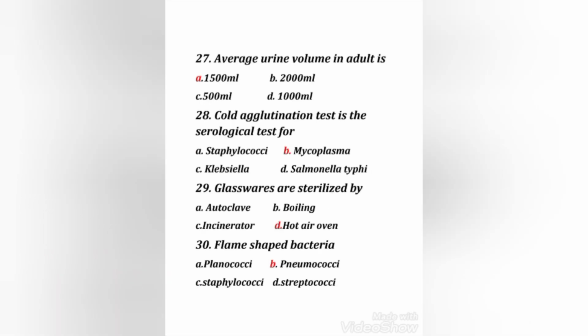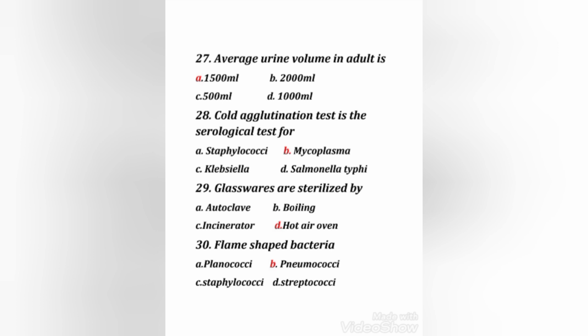Next question. Average urine volume in adult is 1500 ml, 2000 ml, 500 ml, 1000 ml. Here the right answer is option A, 1500 ml. Just want to discuss briefly different terms related to urine volume. First, oliguria. What is oliguria? It is defined as urine output less than 400 ml per day. And polyuria is defined as a frequent passage of large volume of urine. Anuria is a complete suppression of urine output.